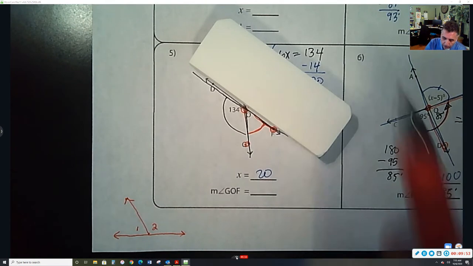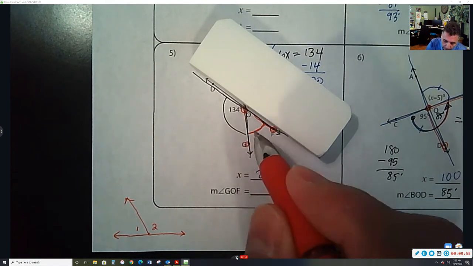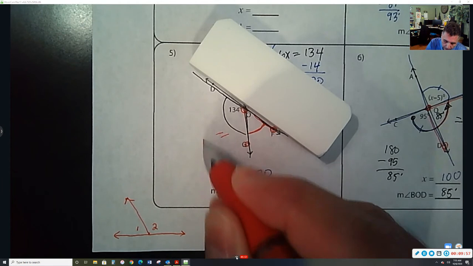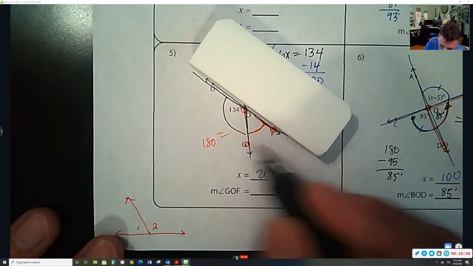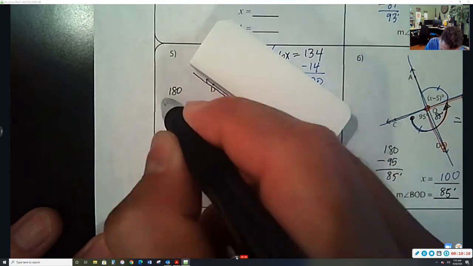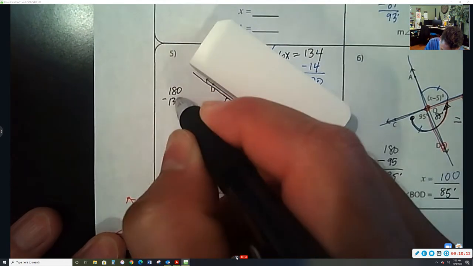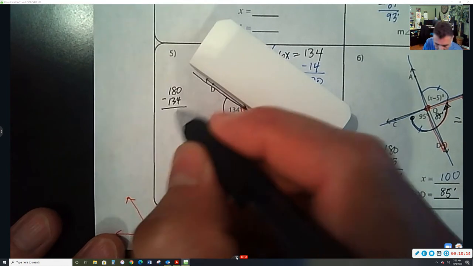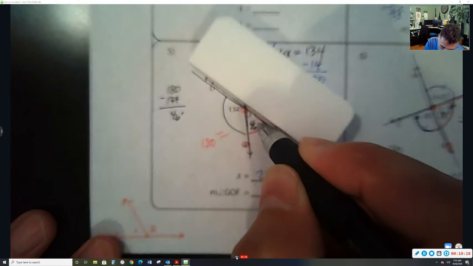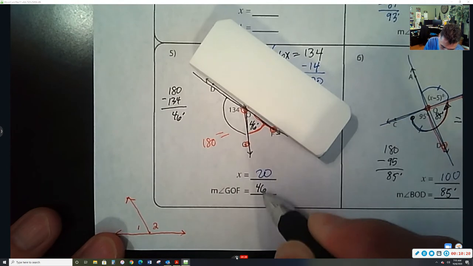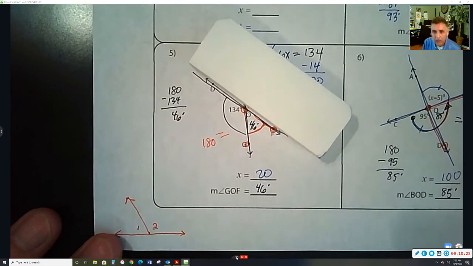So again, like before, like the other examples, these two added up together equal 180. So to figure out the missing angle, I need to do 180 minus 134. Let me do it up here. 180 minus 134. And then we get 46 degrees. And that is the angle measure that goes in here. Okay.